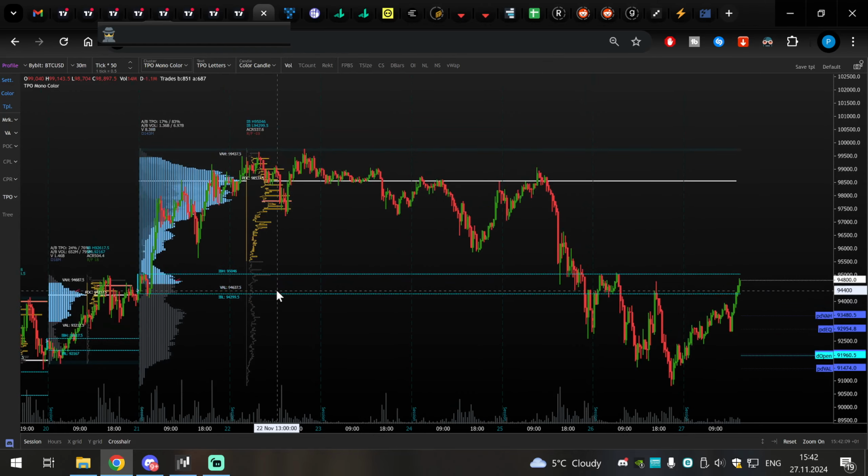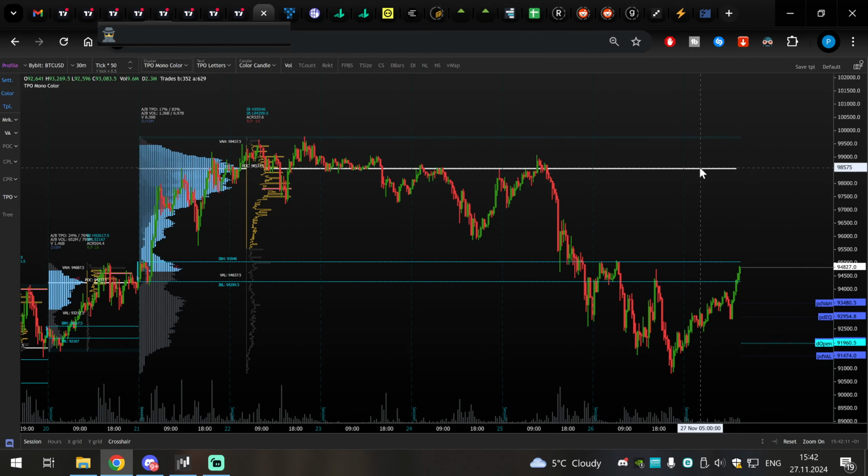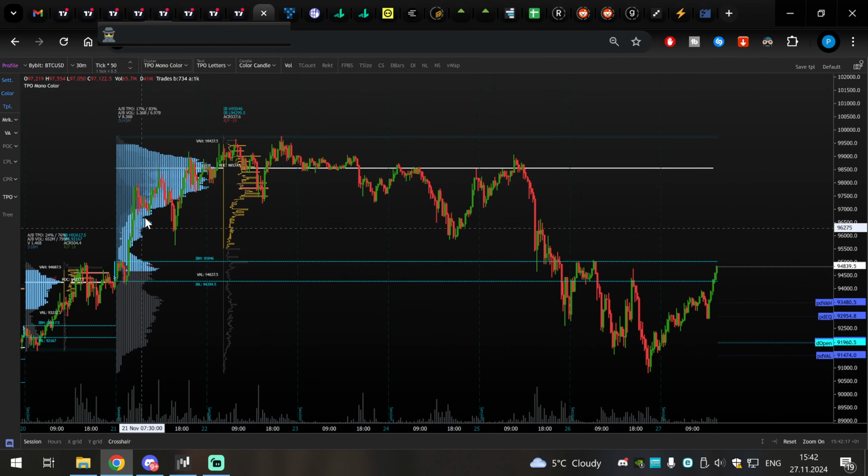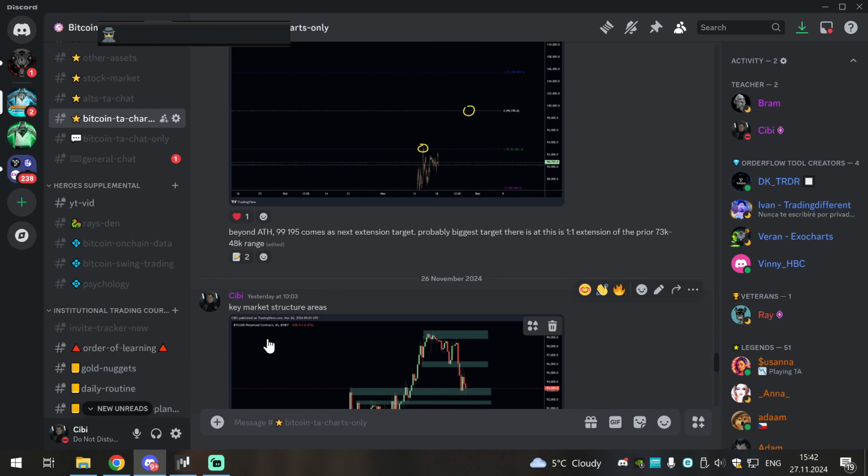Yes. This point of control. This high volume node as well overall. This is a low volume node area, from here down to here. You don't have as much resistance, so you don't look for shorts in this area basically, if you don't know how to judge the order flow.